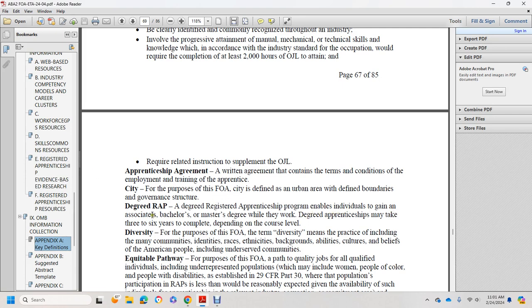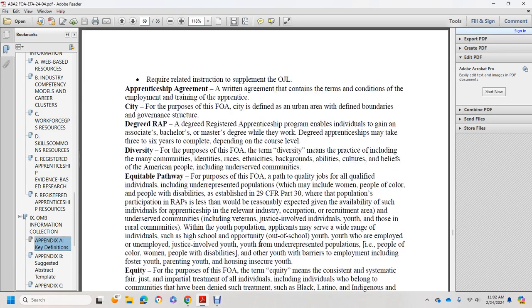A degree apprenticeship can take 3 to 6 years to complete, depending on the course level. Diversity, for the purpose of the funding opportunity announcement, the term diversity means the practice of including the many members of the community, including identities, races, ethnicities, backgrounds, abilities, cultures, and beliefs of the American people, including underserved communities.